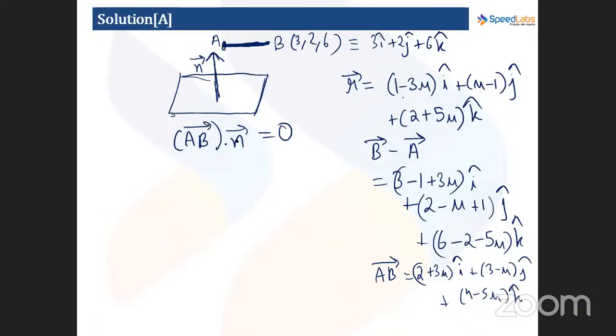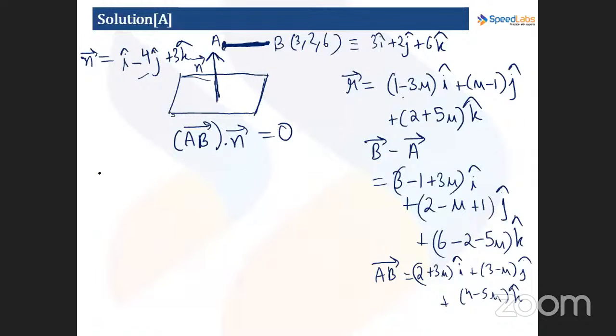And what I know is that AB dot n vector is equal to 0. And what was n vector? N vector we got from the equation of the plane. It was i cap minus 4 j cap plus 3 k cap. Now we just have to take the dot product of these two vectors and we'll get the value for mu.